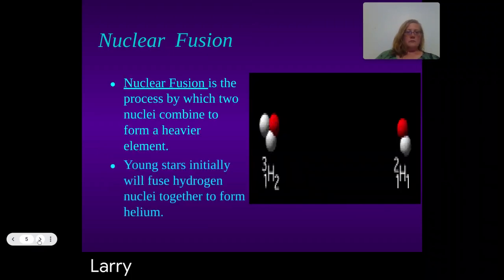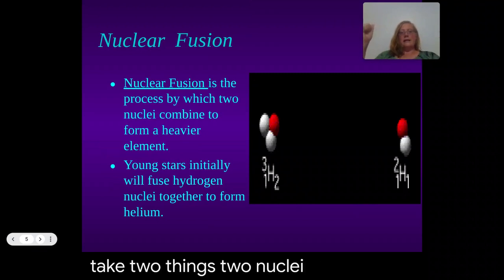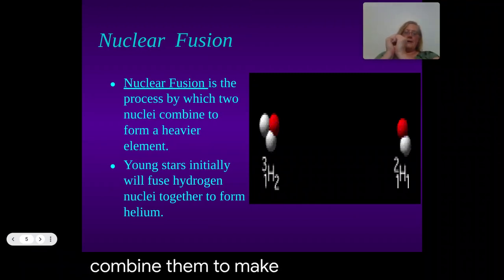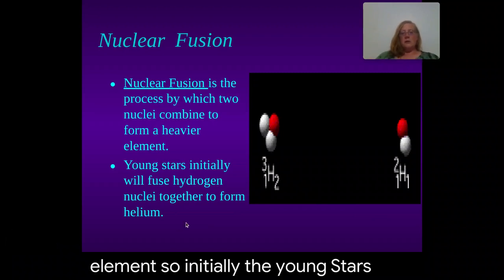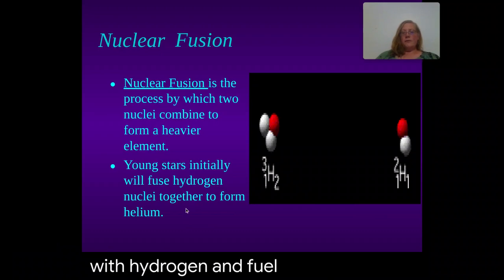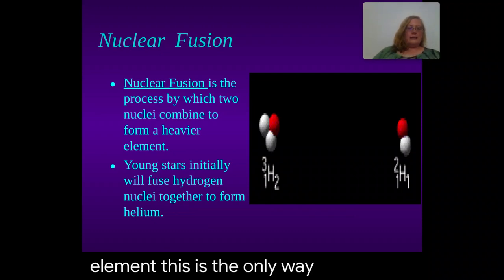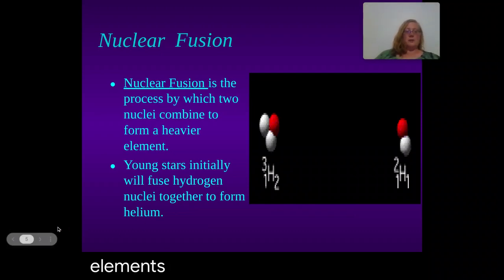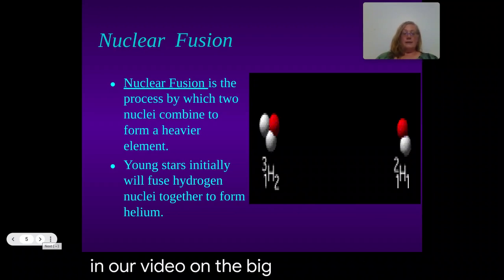Nuclear fusion. It's a process where we take two nuclei and combine them to make a heavier element. Initially, the young stars start with hydrogen and fuse them together to make helium. So we get a new element. This is the only way we get new elements naturally: stars doing this, or we get the explosion of stars, as we saw in our video on the Big Bang.